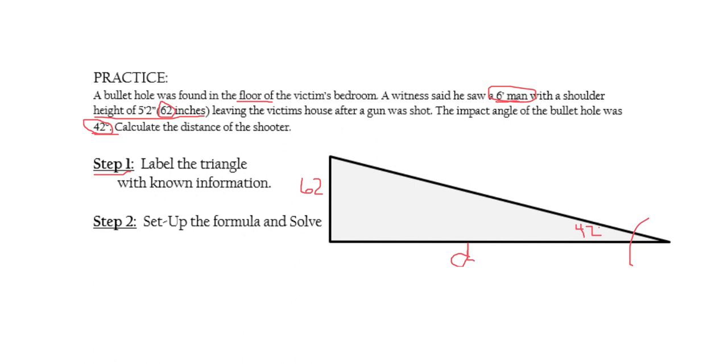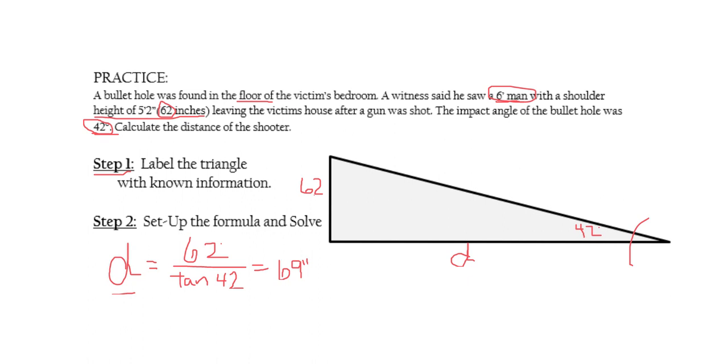So let's set up our equation. From that formula, we know that the distance is the shoulder height of the person, so in this case, the 62 inches over the tangent of the angle of impact. For this question, it is 42 degrees. When you go to plug this into your graphing calculator, make sure that you are in degrees and not radians. If you have a graphing calculator, you can just plug this straight in: 62 divided by the tangent of 42. A whole number is perfectly acceptable to round your answer to.